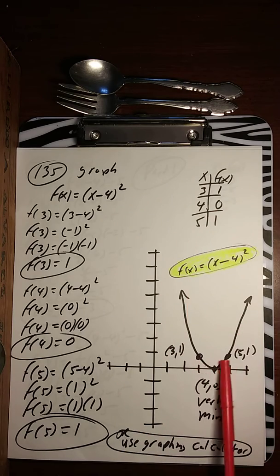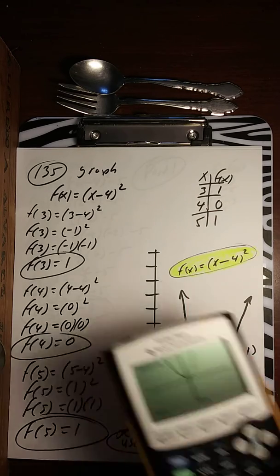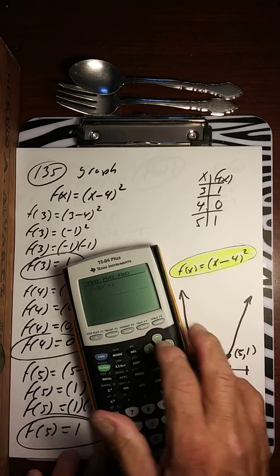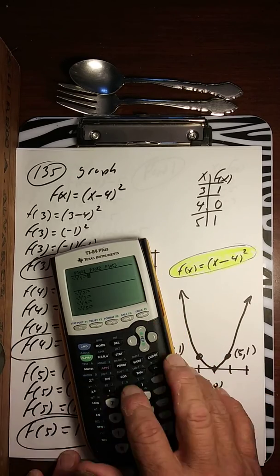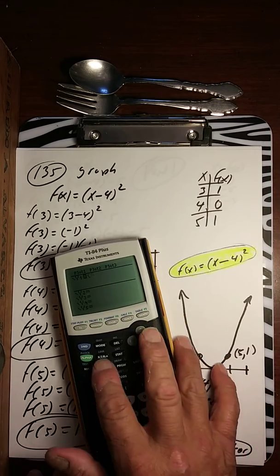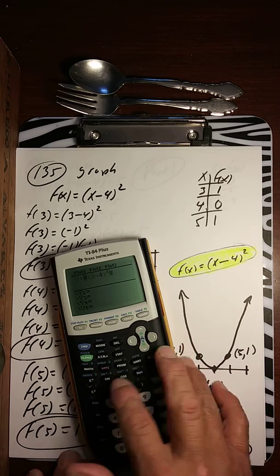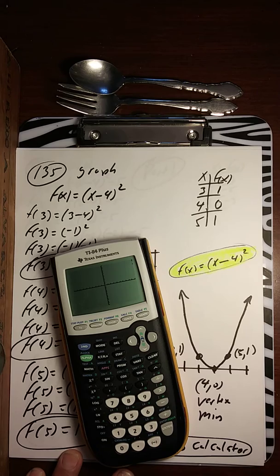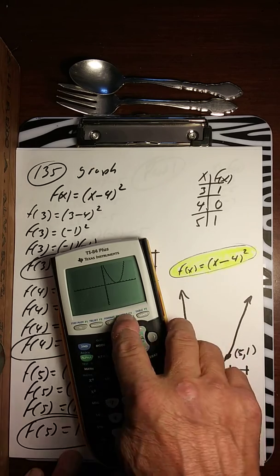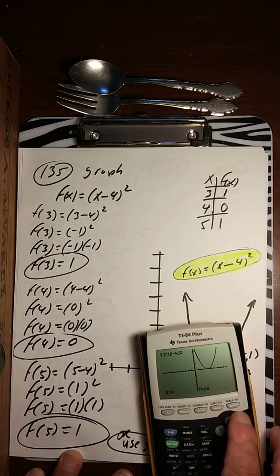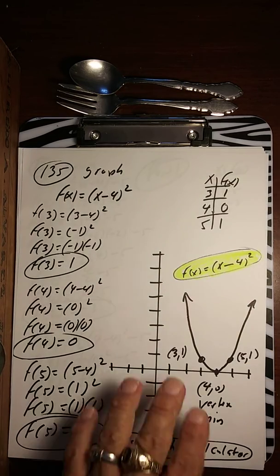Connect them. Or put it in the calculator. Yes, of course. Y equals. Clear it. Parentheses. X minus 4 squared. And there it is. Right there. Same thing. You can do trace if you want. 0, 16 and so on.